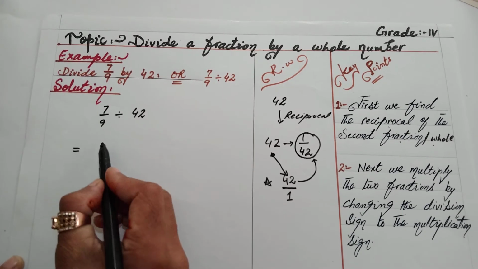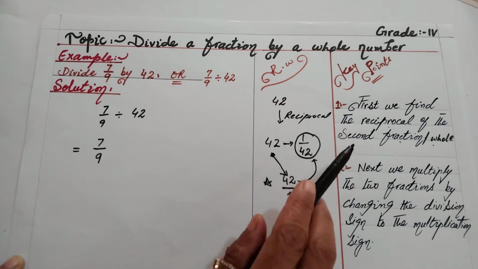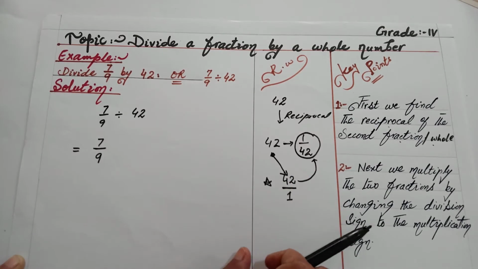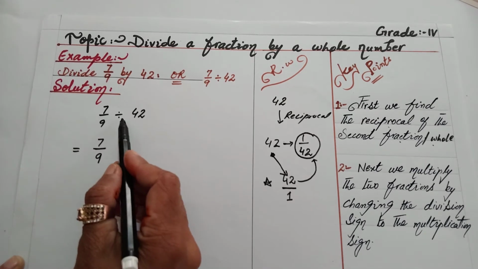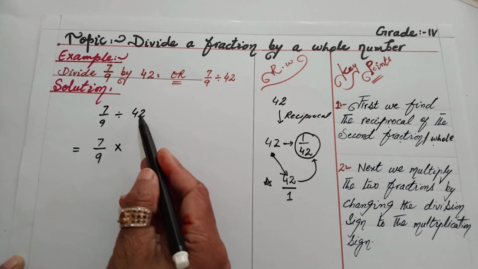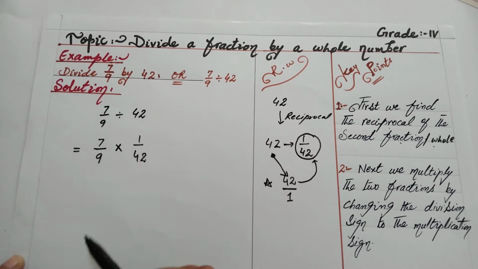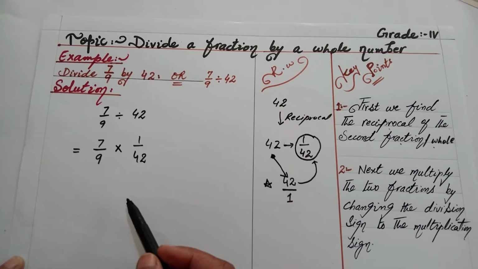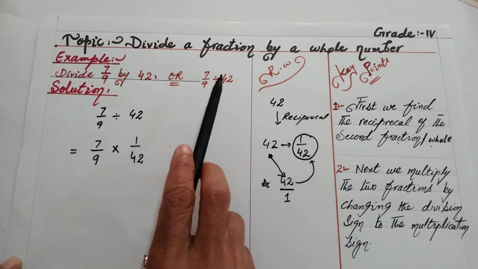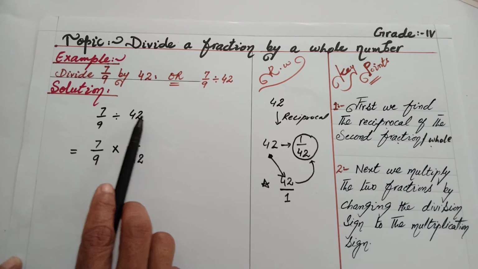So the first fraction will be as it is, 7 by 9, and along with the reciprocal, what is the second step? Change the division sign to the multiplication sign. So we will convert this division sign into a multiplication sign. And what is the reciprocal of 42? 1 over 42. Got it? So what are the steps to find the reciprocal? To divide the fraction by a whole number or by a fraction, firstly we have to find the reciprocal of the second one, not the first one.